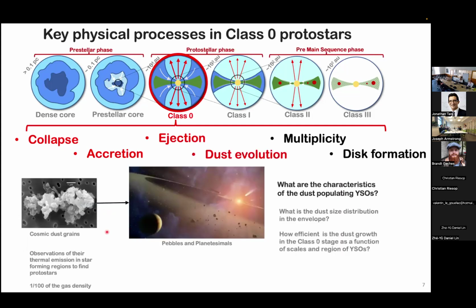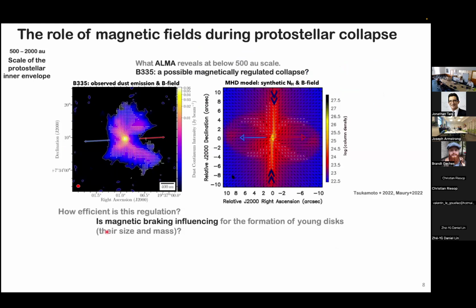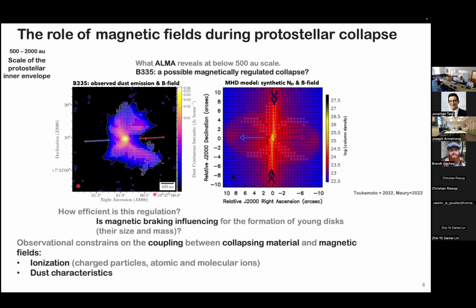Dust evolution. Dust is also thought to evolve a lot in this phase. We need to understand how dust evolves from typical ISM dust grains to the pebbles and planetesimals we expect to encounter in disks. And so this protostellar phase is the junction, the intermediate step of dust evolution. And that's it. Okay. All of these questions are related somehow to the magnetic field.